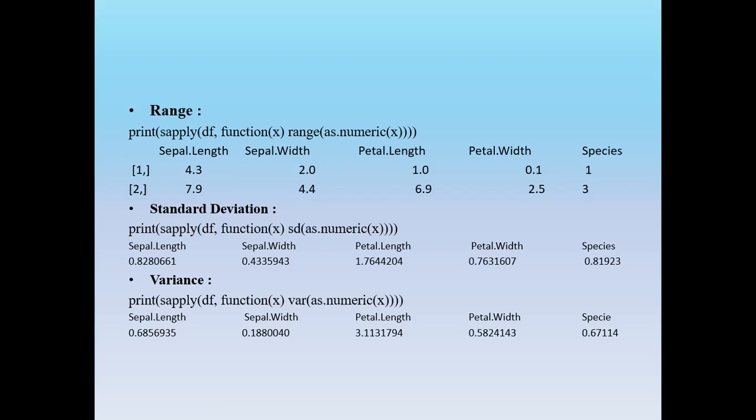Next is the standard deviation. Standard deviation is computed if the data represent a sample, so that the denominator is n-1, where n is the number of observations. So with the help of the sd function we will get the output. Then variance. The coefficient of variation is the standard deviation divided by the mean. So with the help of this function, we'll get the variance.